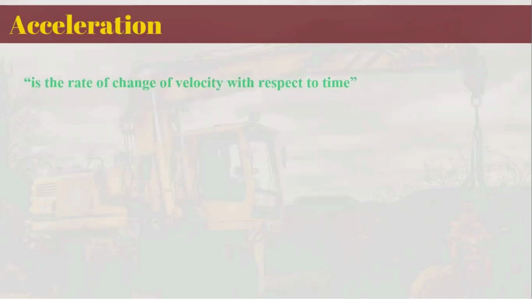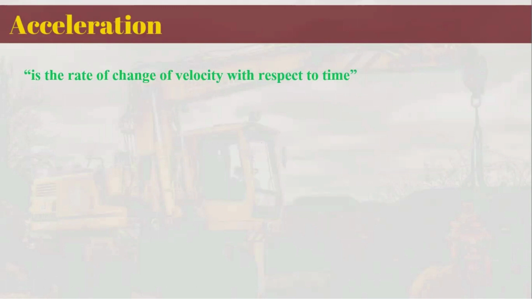Acceleration, on the other hand, is the rate of change of velocity with respect to time. If you can recall, if the velocity is constant, or if the velocity does not change, then our acceleration will be equal to 0. And if the velocity changes with time, then the rate of change of that velocity is referred to as acceleration. Just like velocity, acceleration is a vector quantity and can also be linear or angular.